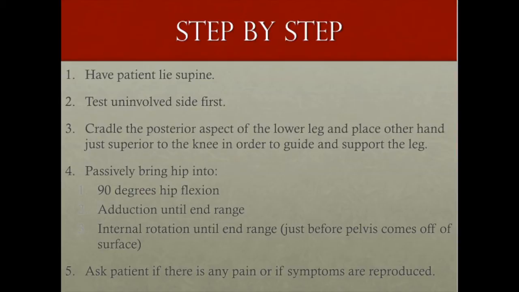Passively bring the hip into 90 degrees hip flexion, adduction until in range, and internal rotation until in range. This is just before the pelvis comes off of the surface. Ask the patient if there is any pain or if symptoms are reproduced. Then repeat on the involved side.